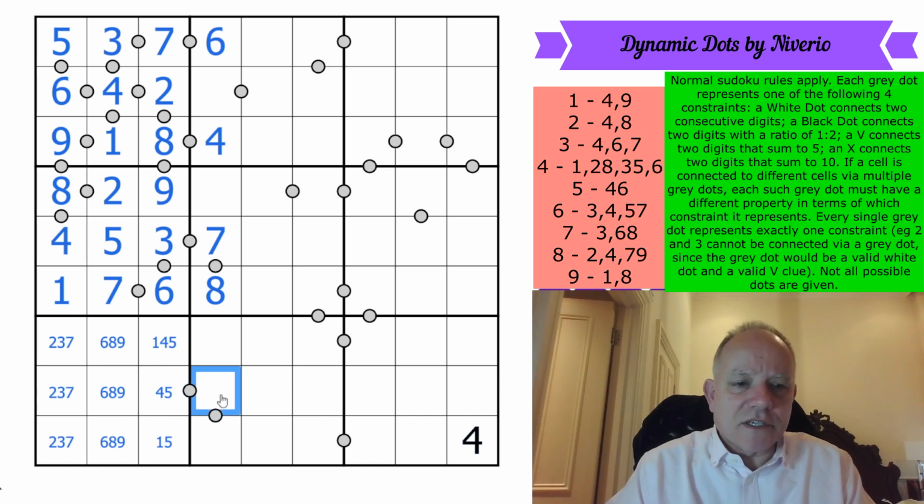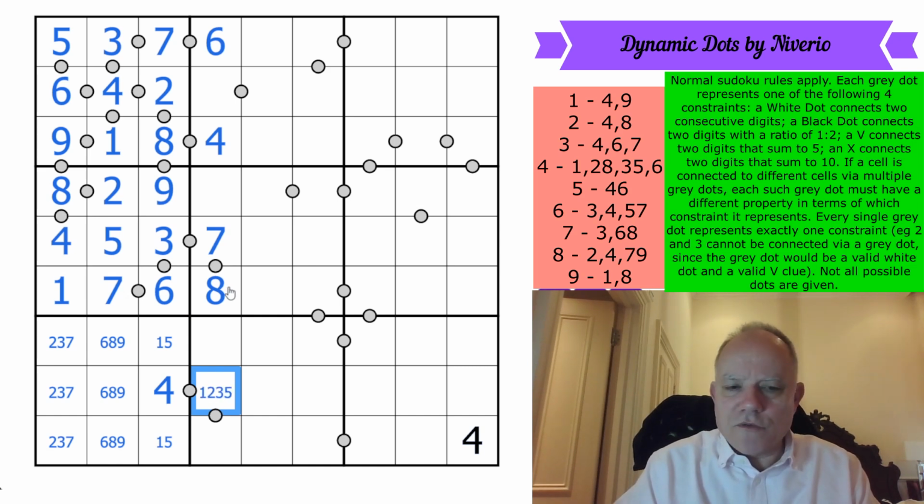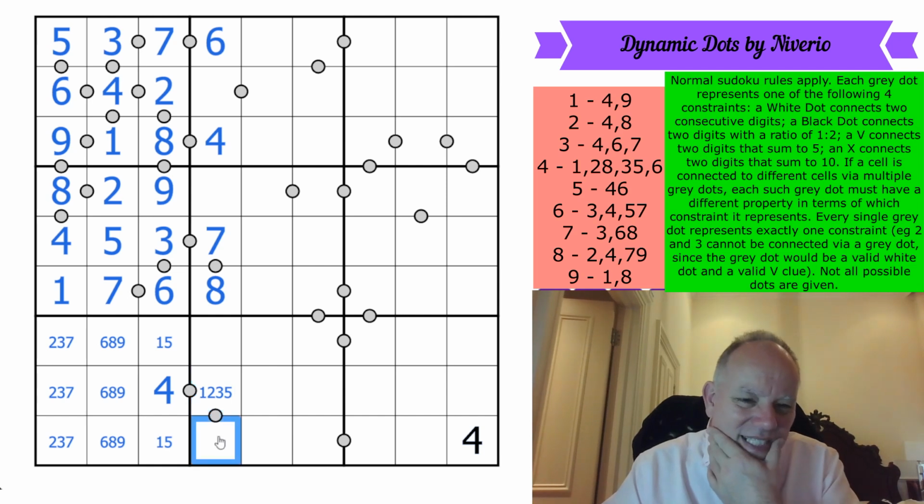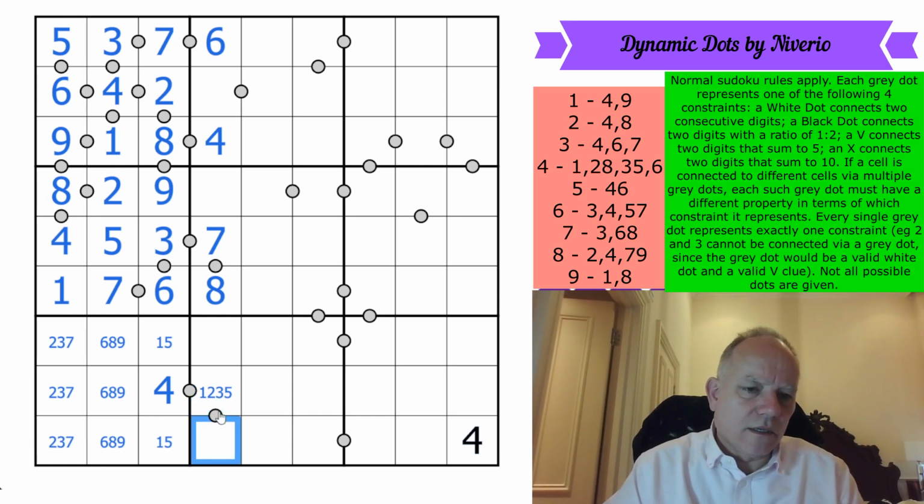It can't be a 5, because 5 connects to 4 or 6. So we've got this cell. That's a 4. Oh, that's weird. Right, now 4 can connect to lots of things, but 8 and 6 are ruled out. So this is 1, 2, 3, or 5. I doubt that's going to lead to much down here. This could be a 9 if that was a 1.